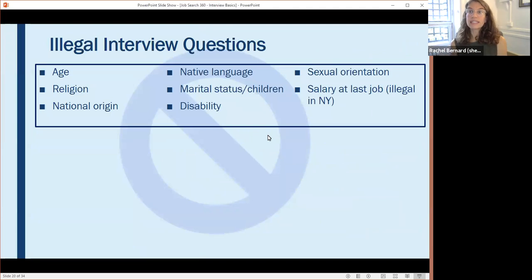Okay, so there are some illegal interview questions, questions that interviewers aren't allowed to ask you. They can't ask you about your age, religion, national origin, marital status, whether you have children, whether you have a disability, or your sexual orientation. And in New York State, they're not allowed to ask about your salary at your prior job. So just know that there are certain things that are off limits.